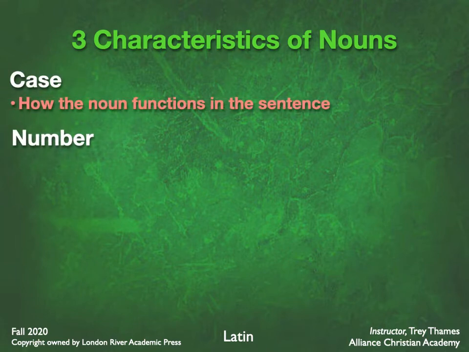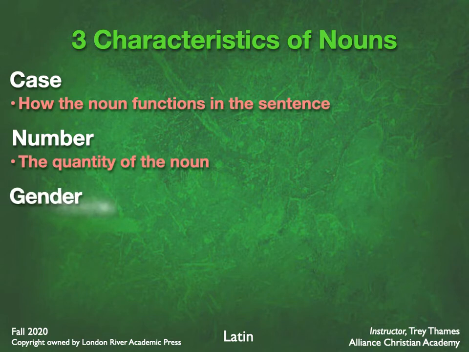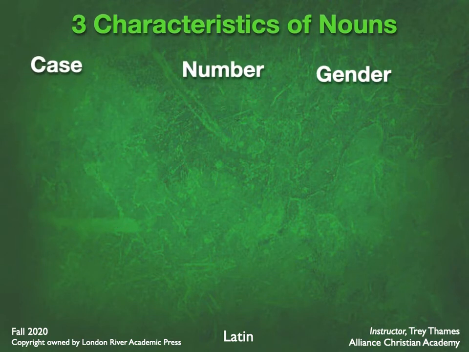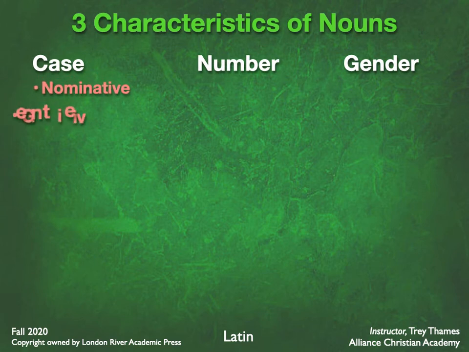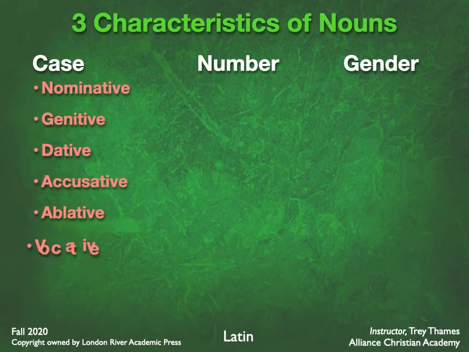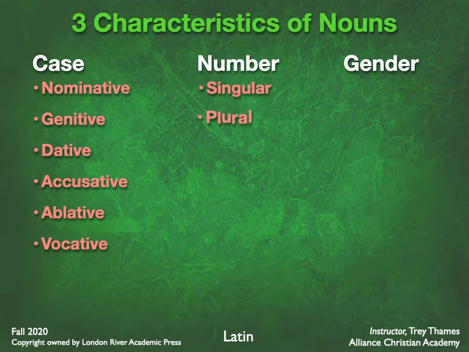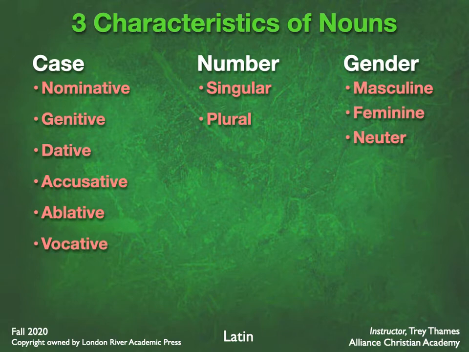We've looked at this already. And the breakdown of what these look like: case has several choices: nominative, genitive, dative, accusative, ablative, and vocative. Number has singular and plural, and gender has masculine, feminine, and neuter. So those are our three characteristics of nouns.